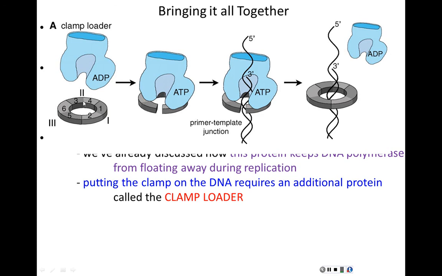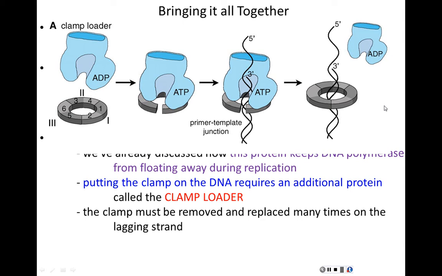The clamp loader binds to the clamp and uses energy from ATP to pull the clamp open. Once the clamp has been opened, it is threaded around the DNA, and then the clamp loader floats away, leaving the clamp on the DNA. The clamp loader is also needed to get the clamp off of the DNA in a similar process. So for the leading strand, you only have to load a clamp once. Once you get the clamp on, that molecule just chugs along synthesizing DNA until you reach the end of the molecule. However, for the lagging strand, the clamp must be removed and replaced for every Okazaki fragment that's made.